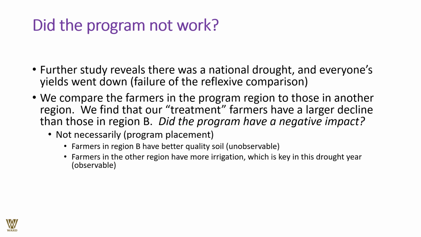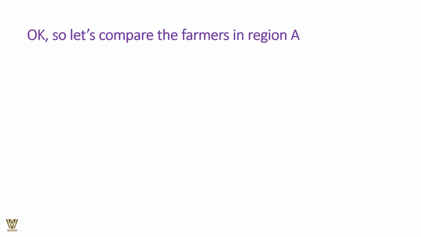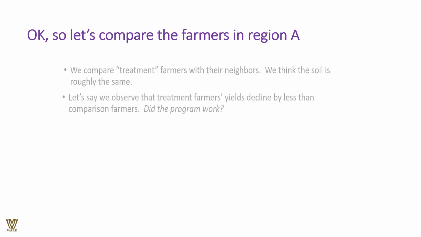And in region A, despite fertilizer being given at a subsidized rate, the suitable climate was not there. The atmosphere was not favorable for agricultural produce. As a result, there was a difference in the yield. Farmers in other regions have more irrigation, which is key in drought areas, as has been observed. So now let us compare that with farmers in region A.